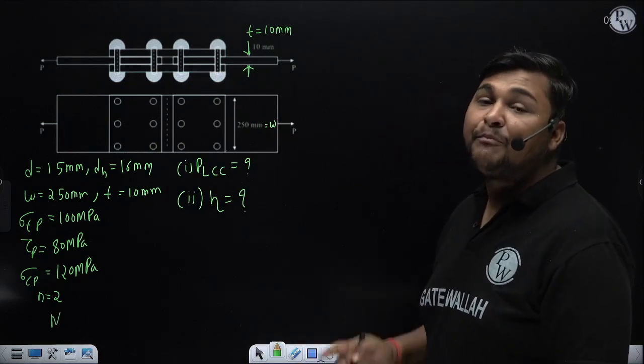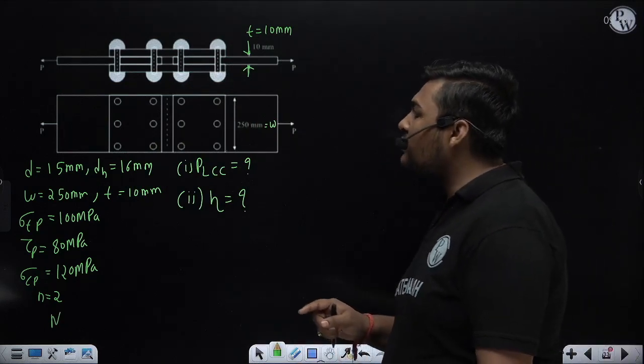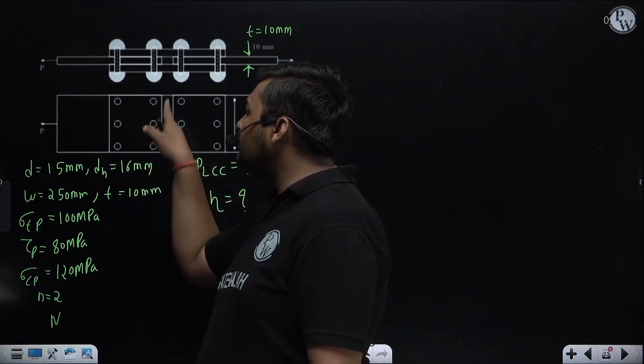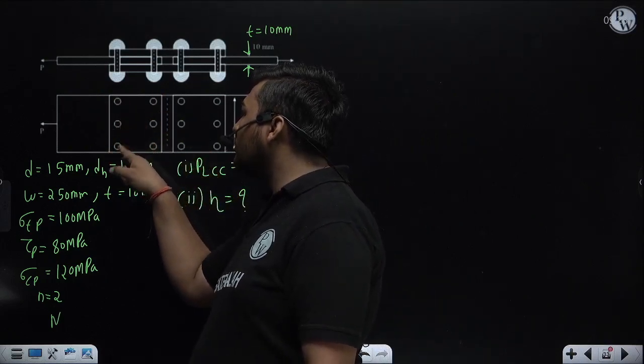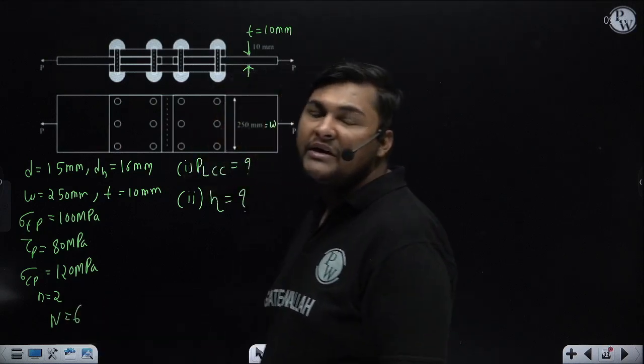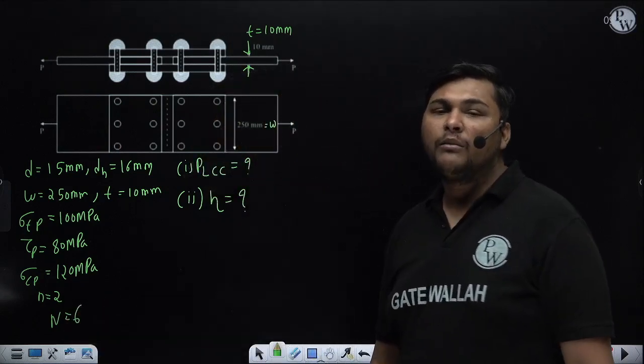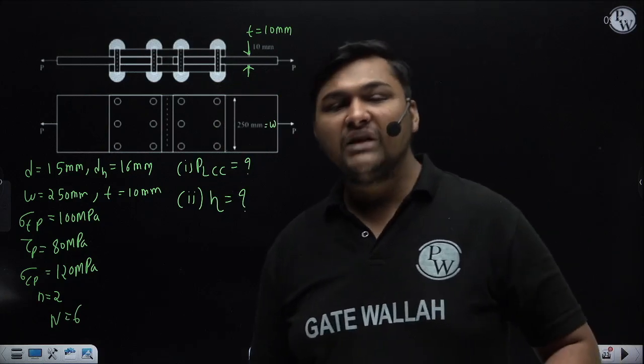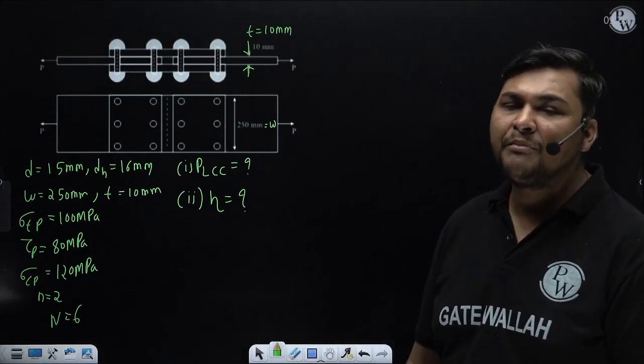Total number of rivets per plate. If you see the total number of rivets per plate, in each plate the total number of rivets is 1, 2, 3, 4, 5, 6. Even by counting you can calculate this. Total number of rivets in each plate is 6.